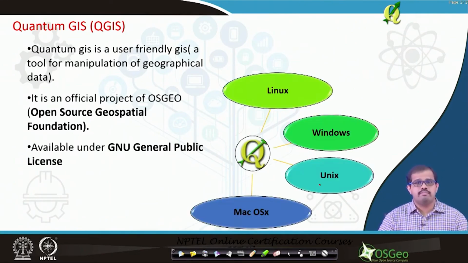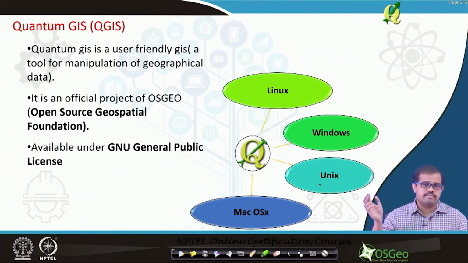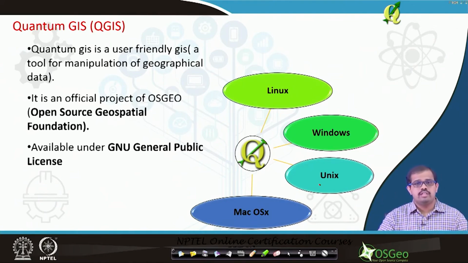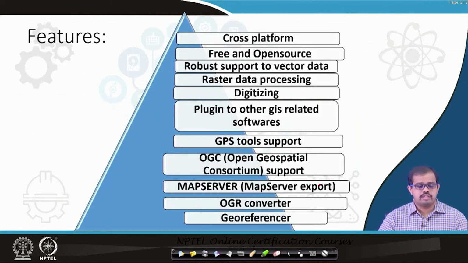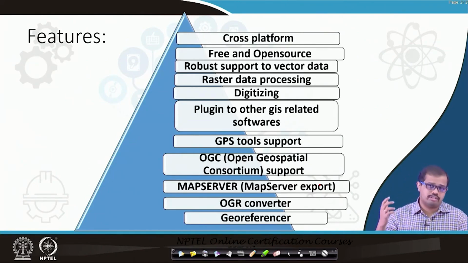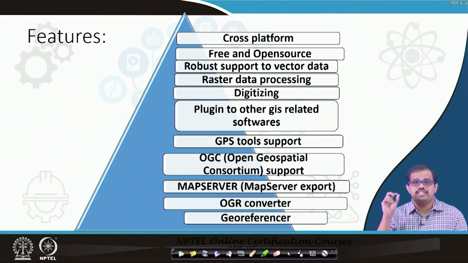It is under the GNU public license, and when you look at QGIS, it is available with Linux, it is available with Windows, it is available with Unix, Mac OS X, and others if any. So most of these users can use QGIS. And when you look at QGIS as a feature, softwares have certain features, why you like that particular software. For the first feature, the most important thing is cross platform.